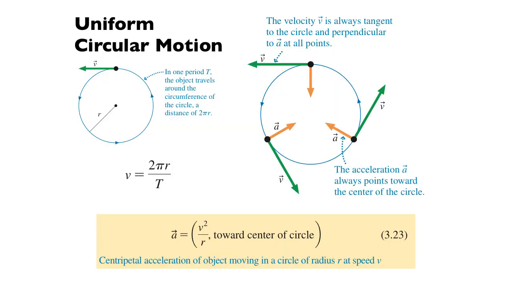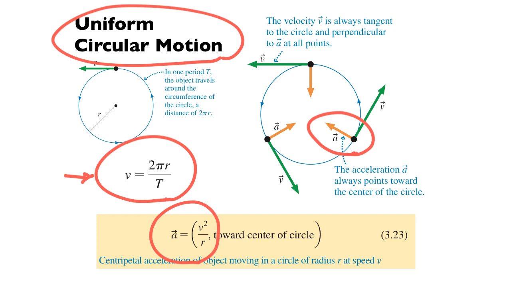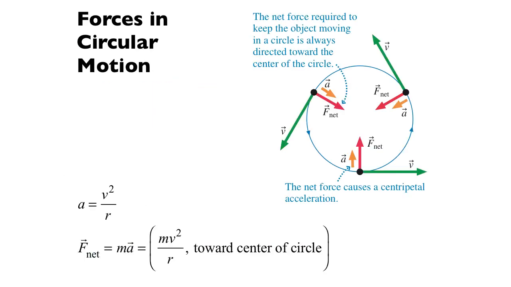Remember, in Chapter 3, we saw that for uniform circular motion, for something moving in a circle at a constant speed, and the speed is related to the period according to this relationship right here, there's an acceleration directed toward the center of the circle. And the magnitude of the acceleration is just equal to v squared divided by r. We did some problems using those concepts back in Chapter 3. Now we're going to take that concept of circular motion and the acceleration and add forces to the mix.